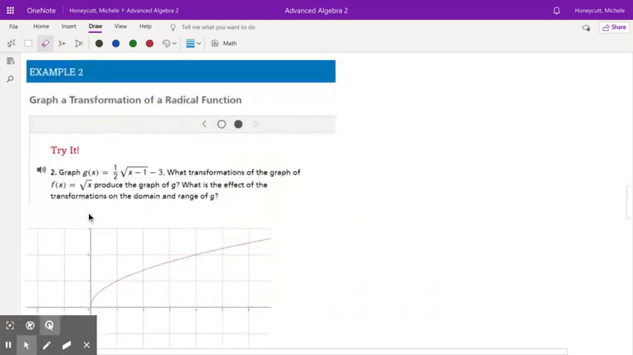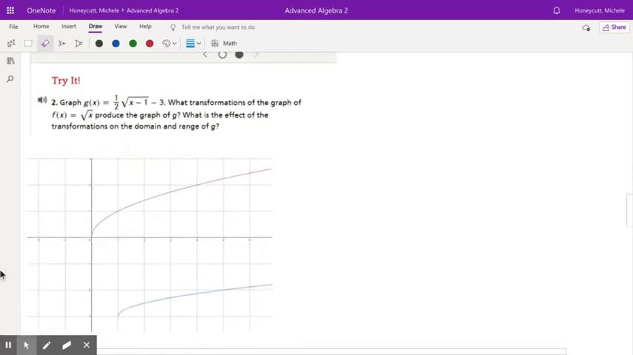Example 2 is some exercises in identifying the transformations. So it gives me the graph G, and then it tells me the parent function is f, the square root of x. And I'll scroll down so you can see the pictures a little bit. And then it just asks me to identify the transformations, and then a question about domain and range. So let's talk about how we got from the function f to g. All right, so whenever you're identifying transformations, if there are multiple transformations, you're going to follow the order of operations.